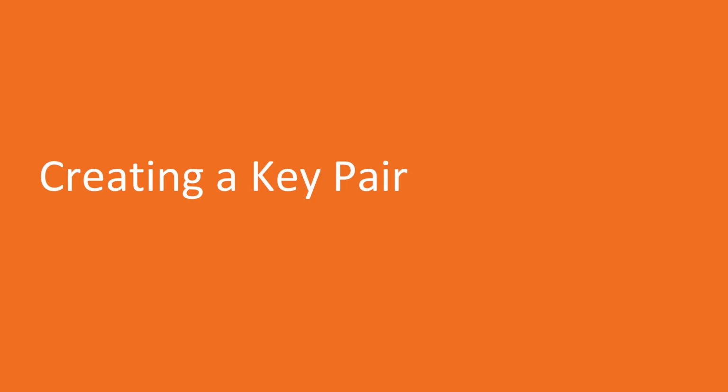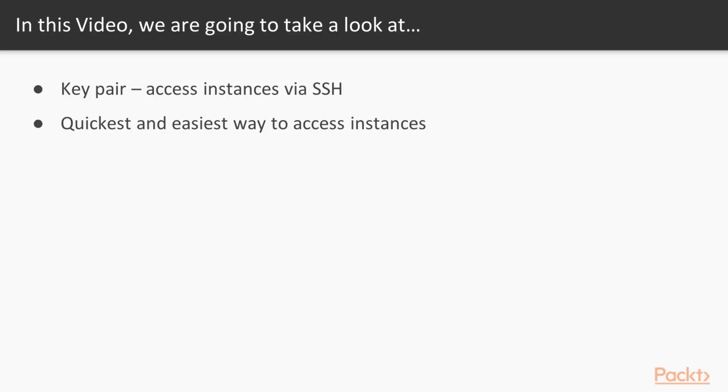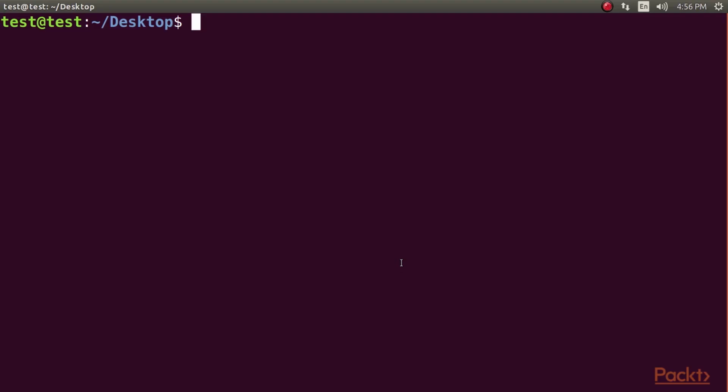Now we move on to the first video of this section that deals with creating a key pair. A key pair is used to access instances via SSH. This is the quickest and easiest way to access your instances. Before we begin, ensure that you have your AWS CLI tool configured correctly.